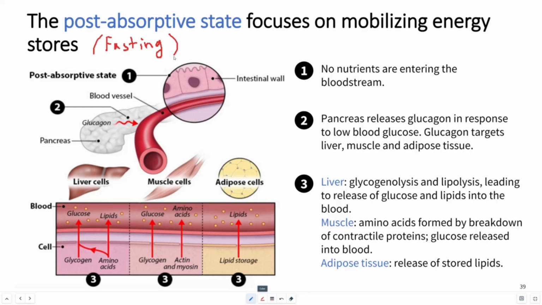If you don't eat, the muscle will also break down, leading to release of amino acids and glucose into the blood, and of course releasing some of the stored lipids. The glucagon promotes the release of glucose from the liver and the release of fatty acids and glycerol from all the storage sites. So it's the exact opposite of the fed state.